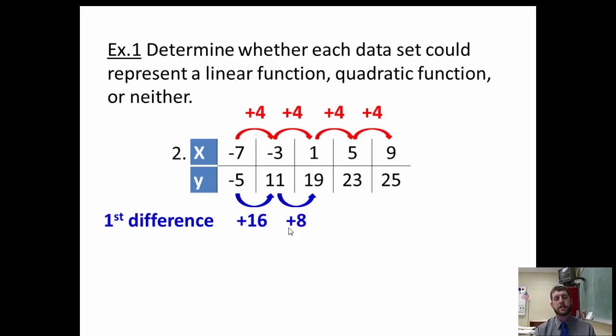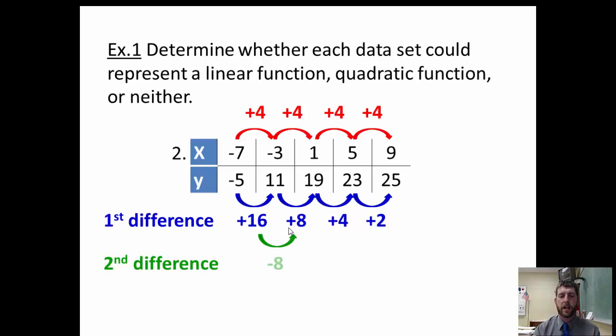11 to 19 is an increase of 8. 19 to 23, an increase of 4. And 23 to 25, an increase of 2. So we can see that first differences are not constant for equally spaced x's, so we know it's not linear. Let's check the second difference now.